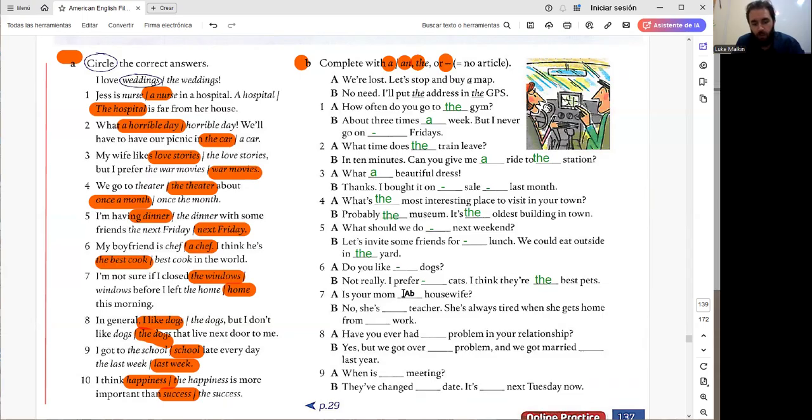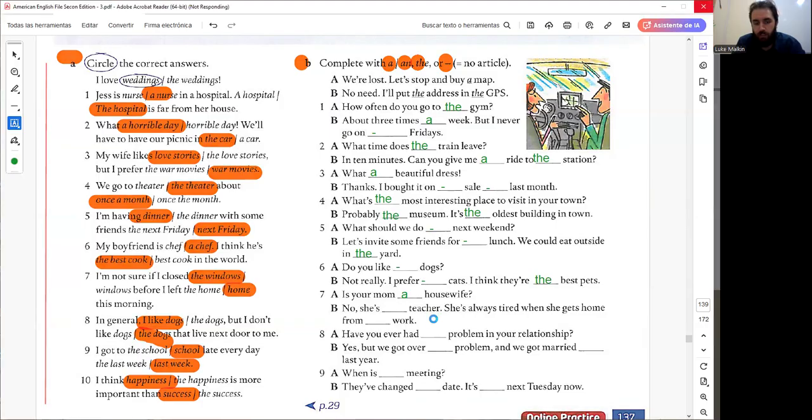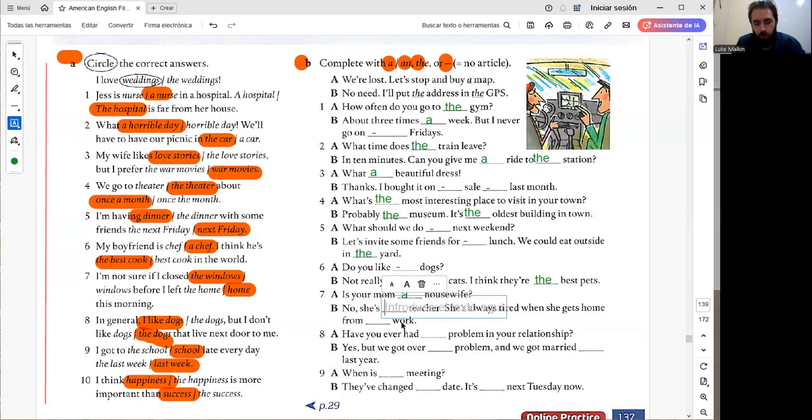Number seven, is your mom a housewife? Housewife is a position, so we use a. Similar to no, she's a teacher. She's always tired when she gets home from work. Work has no article, like home and school.